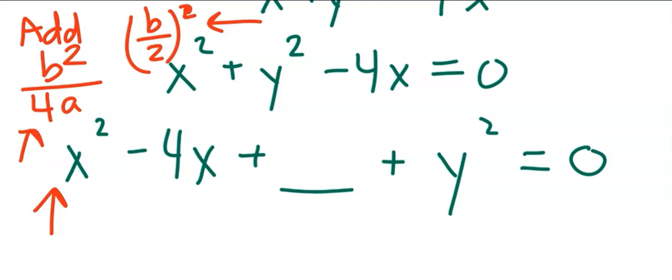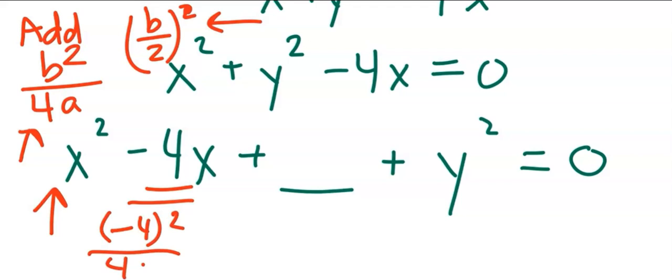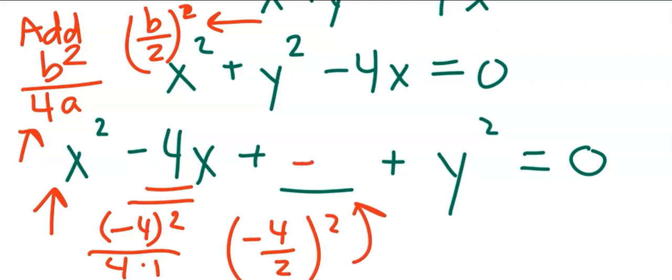So what do you get in either situation? a is 1. Okay. b, well, looks like it's a -4. So what do you get in either situation? 4. Okay. So whether you use b squared over 4a, or you use b over 2 quantity squared, you're still getting 4.